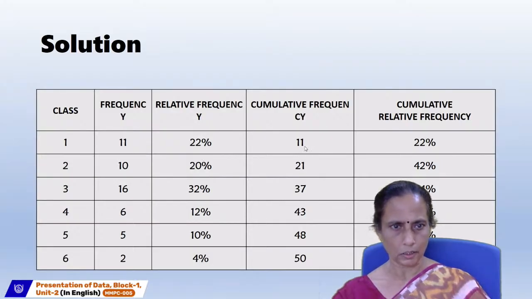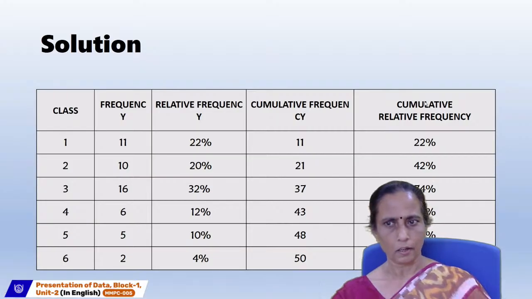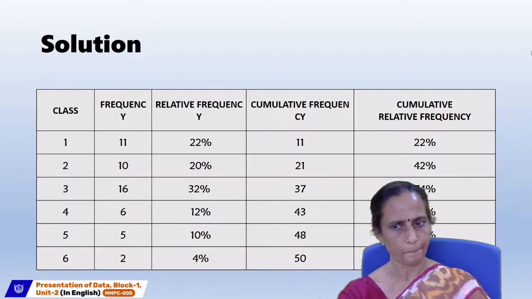And similar is the case with the rest. So the cumulative frequency is 11 for class 1, and for class 2 it is 11 plus 10 is 21, 21 plus 16 is 37, 37 plus 6 is 43, 43 plus 5 is 48, 48 plus 2 is 50. Similarly in this case it is 22, 22 plus 20 is 42, 42 plus 32 is 74, 74 plus 12 is 86, 86 plus 10 is 96, 96 plus 4 is 100.